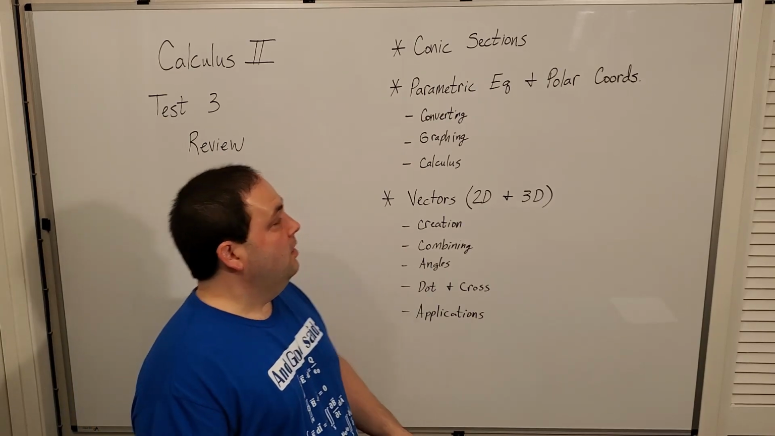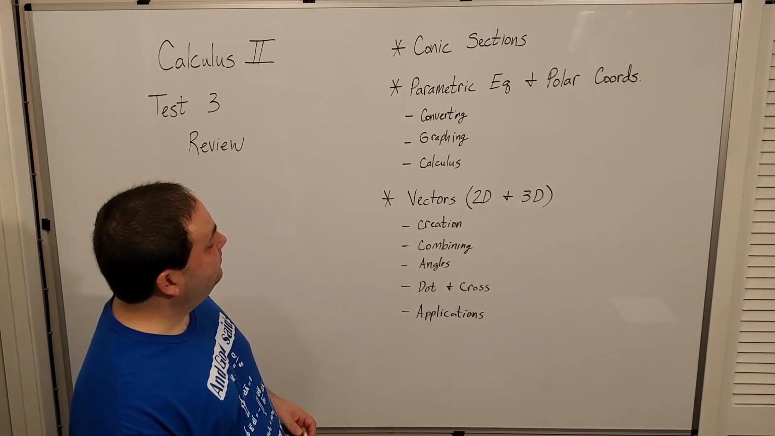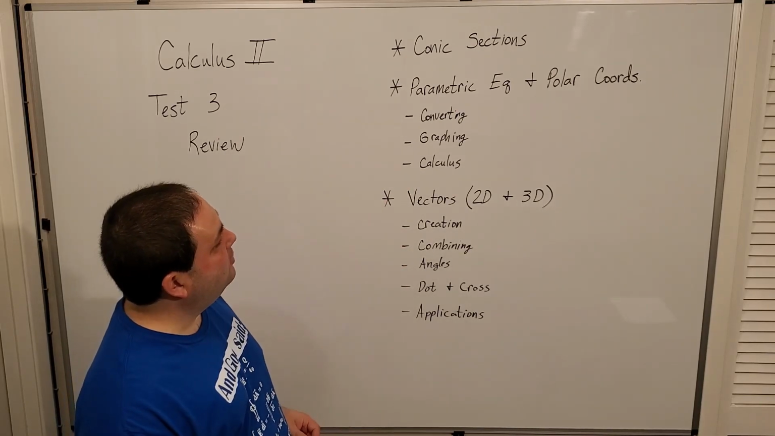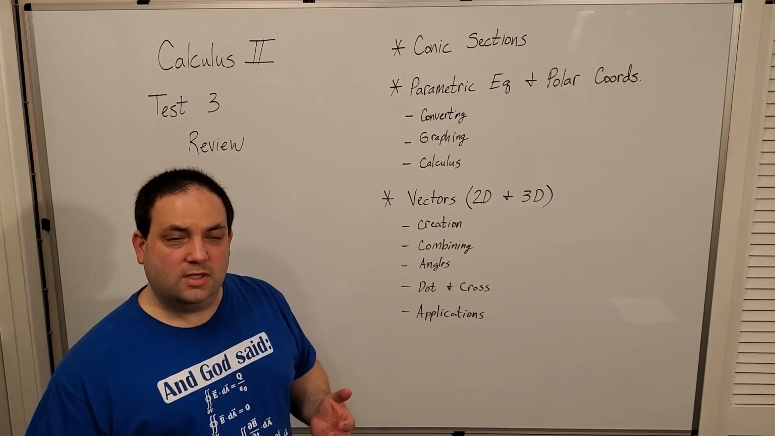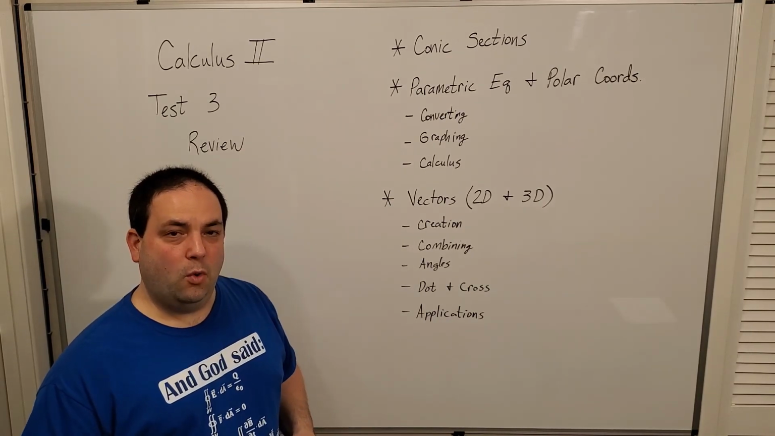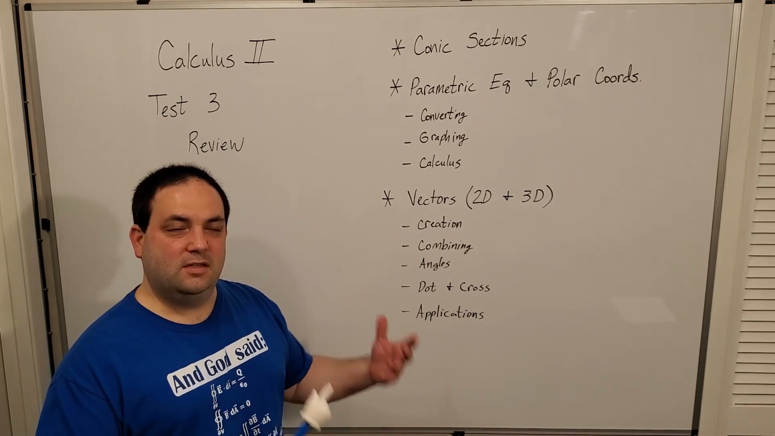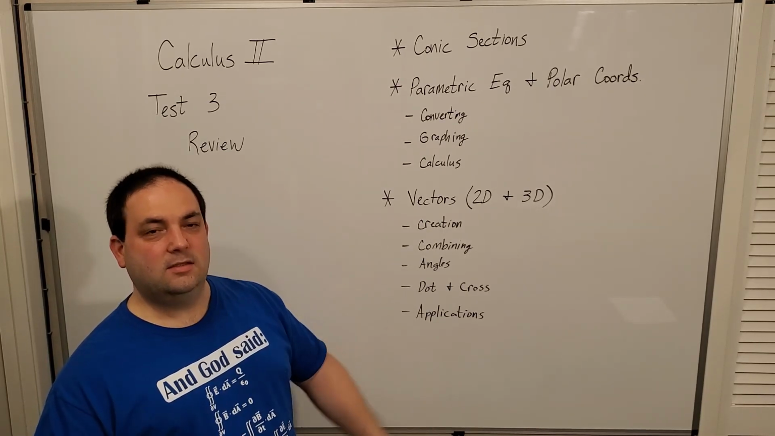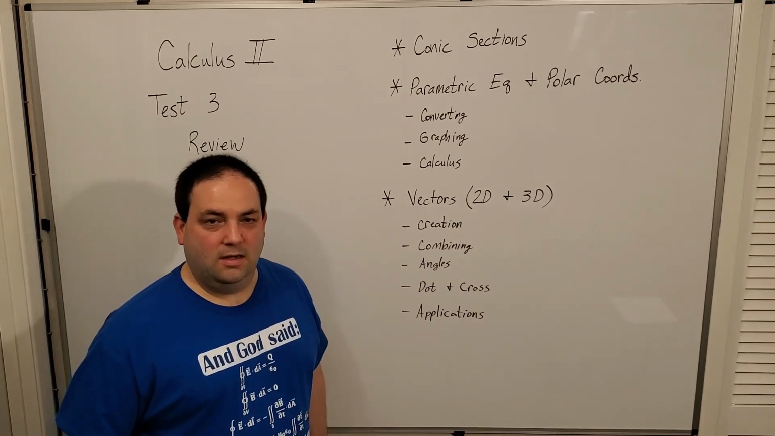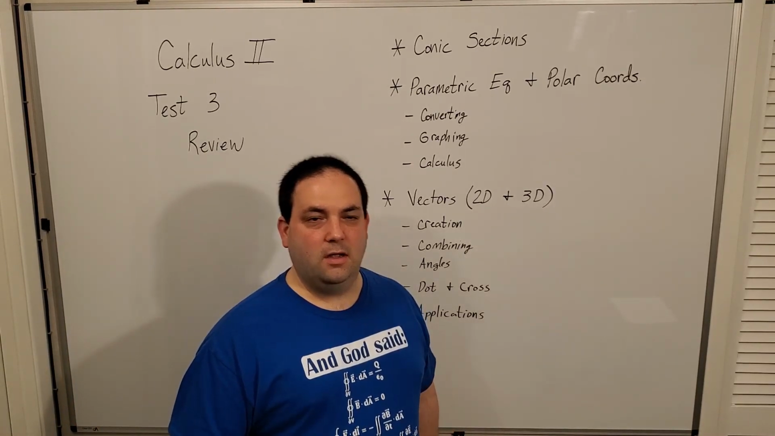The Calculus 2 topics for this test are covering conic sections, so all of your circles, ellipses, parabolas, hyperbolas, but in all of their standard forms and being able to identify all of the details like vertices and foci and directrices and all of those things that go along with understanding and graphing of a conic section.